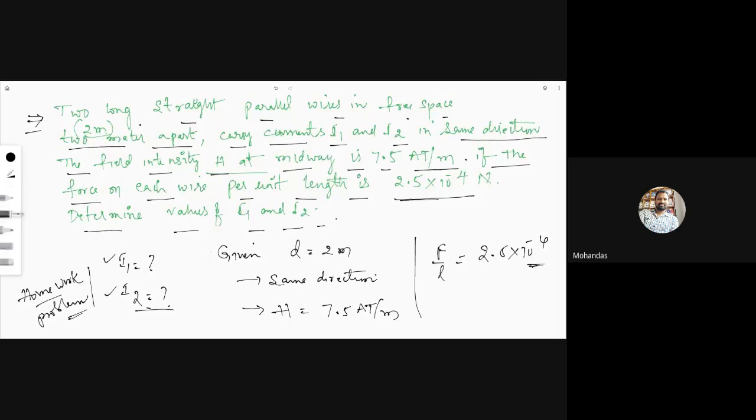So next problem. This is the problem related to the force between two parallel conductors carrying current in the same direction. Next we will see the problem on the other force, force on a charge. So note down this problem. All of you note down this problem.